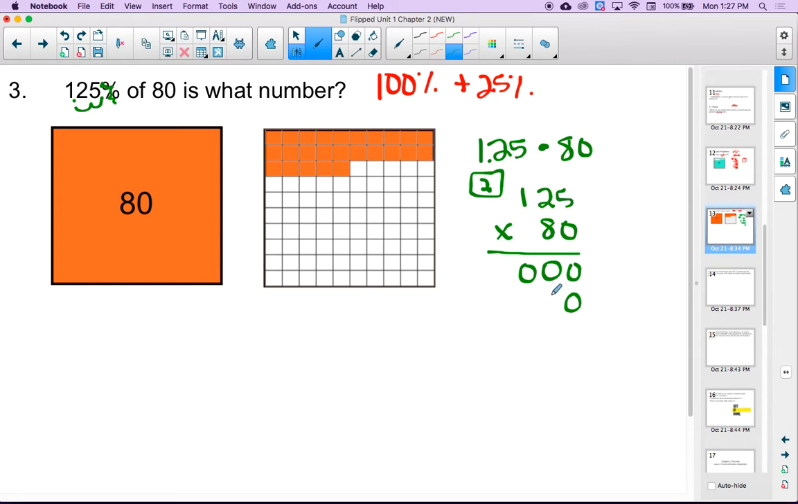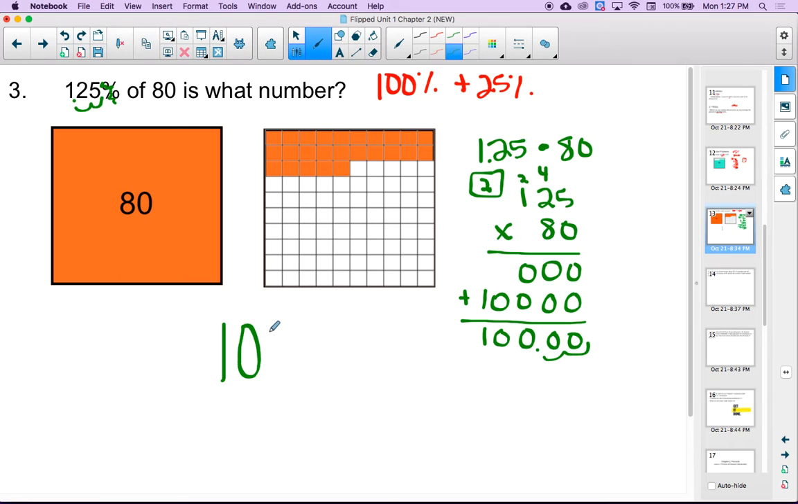8 times 5 is 40. 8 times 2 is 16, plus 4 is 20. 8 times 1 is 8, plus 2 is 10. Add that all up. 0, 0, 0, 0, 1. And move your decimal 2 places back into the product there. So our final answer is 100 here.